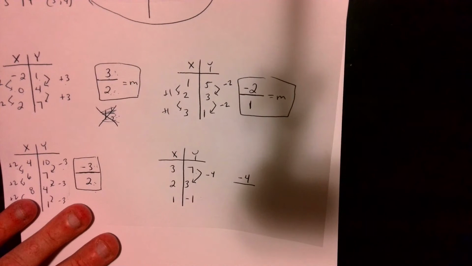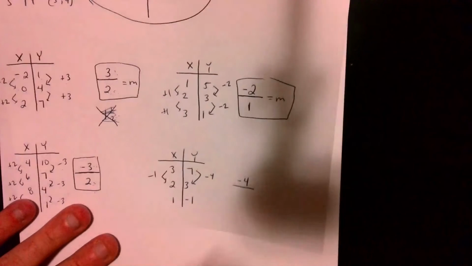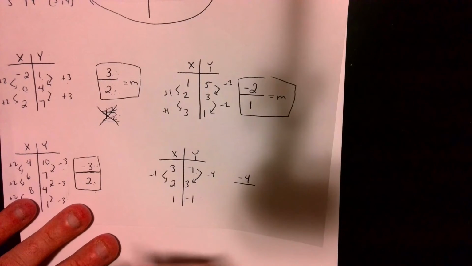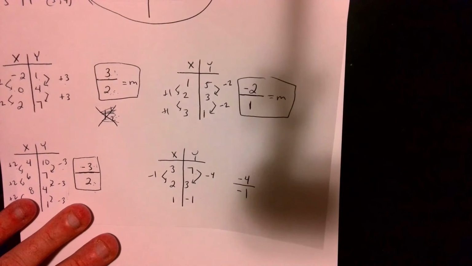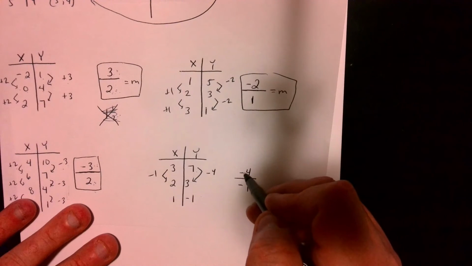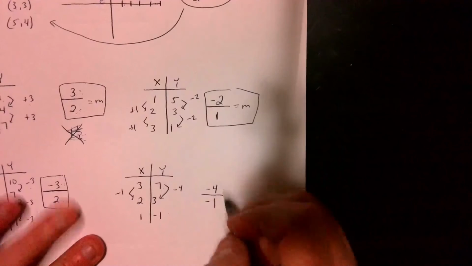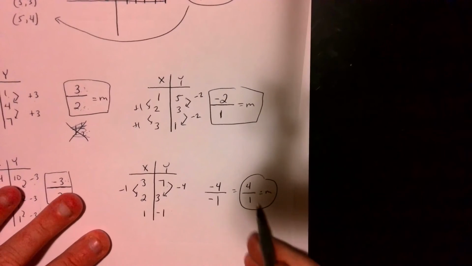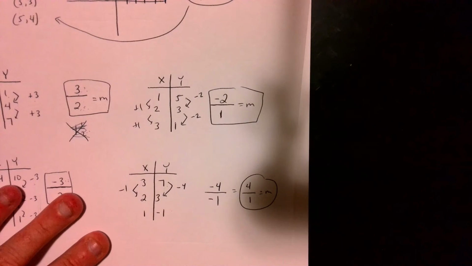I don't have to do it in one spot. Over here, what's happening? Well, from 3 to 2, I'm getting smaller. I'm taking away 1. I don't need to do it in the next one. I already know the answer. It's negative 1. So it's negative 1. But wait. Let's clean this up. Negative divided by a negative really makes a positive. So my slope is 4 over 1. Okay? So that's how we find slope from a table.